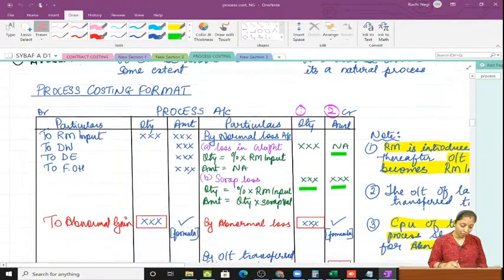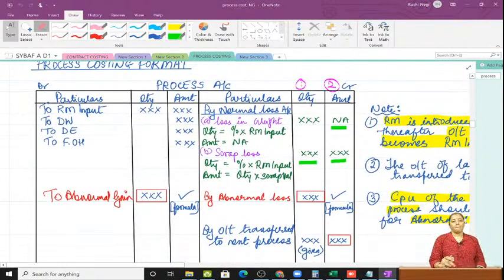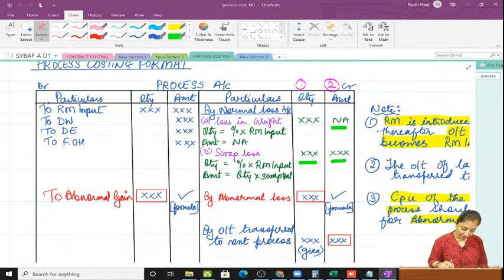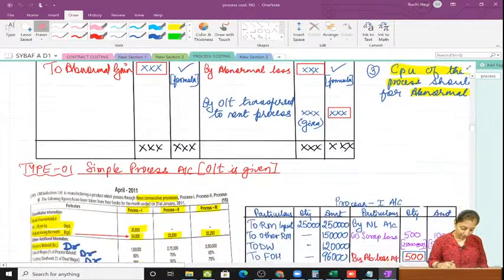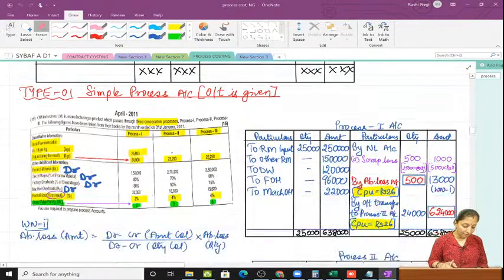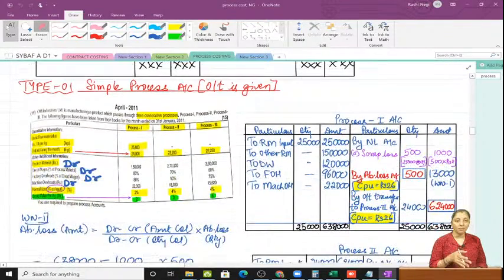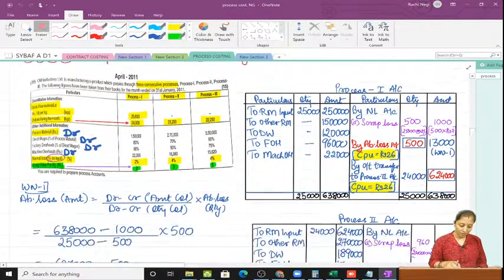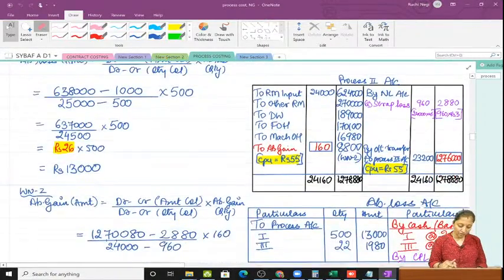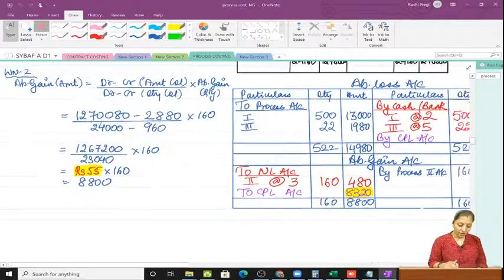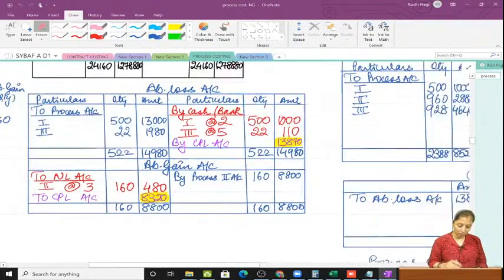Okay, this is the format of a process account. Your abnormal loss, your abnormal gain and the output, their cost price should be the same. That's how you will come to know the answer you're calculating is correct. In this you have three varieties. One is a simple process where you just make a process account and a probable abnormal gain and loss account.